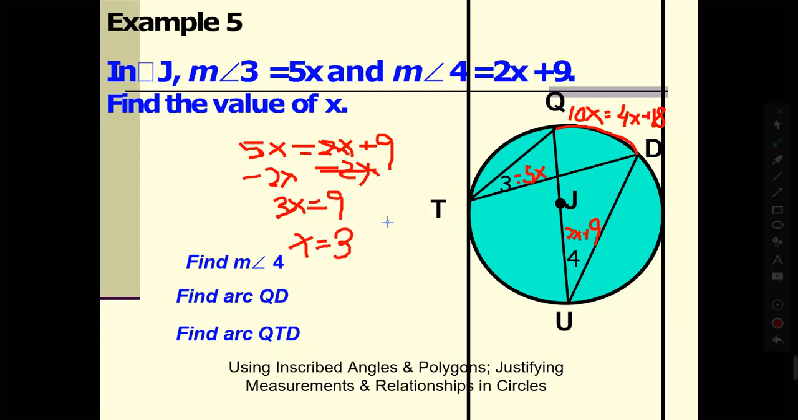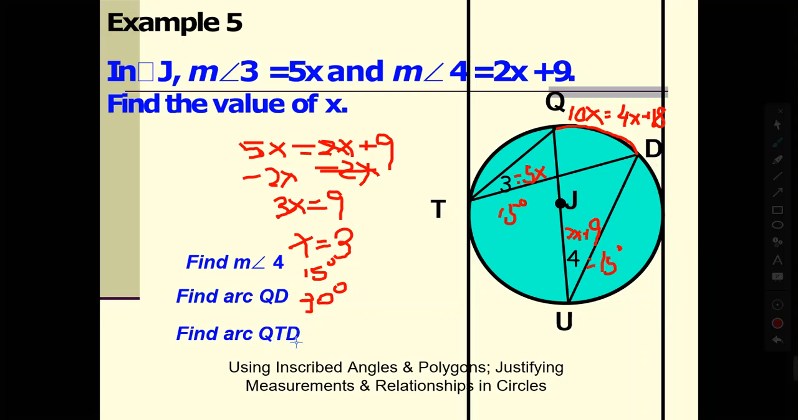Now we plug x equals 3 in. 3 times 5 equals 15. So angle 3 equals 15 degrees. Similarly, we know angle 3 equals angle 4, so angle 4 also equals 15 degrees. Finding the arc QD, we know the arc is double its inscribed angle. So double 15 degrees: 15 degrees times 2 equals 30 degrees.